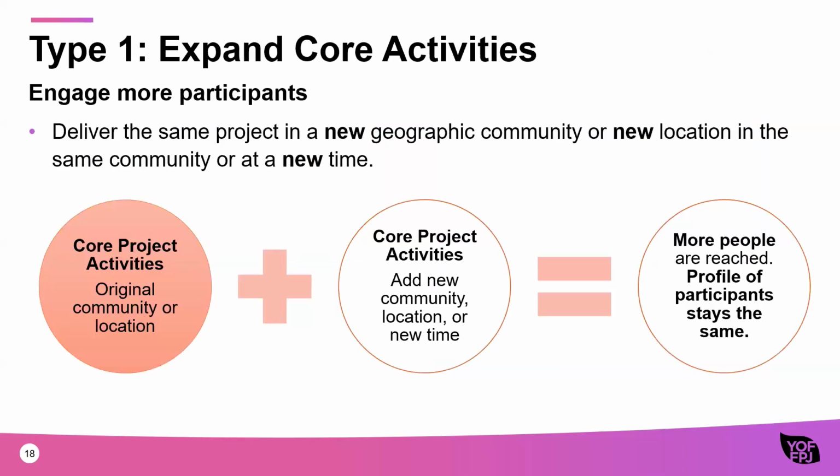We'll now go over the different project types in more detail. Type 1 is expanding core activities. This type of scale project is one where you choose to deliver your core activities in either a new geographic community, a new location, or at a new time. The end goal is that you are planning to scale your impact by reaching more youth or PGCs.